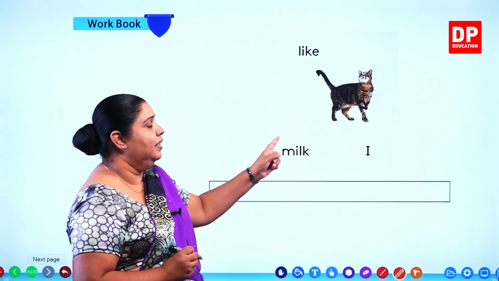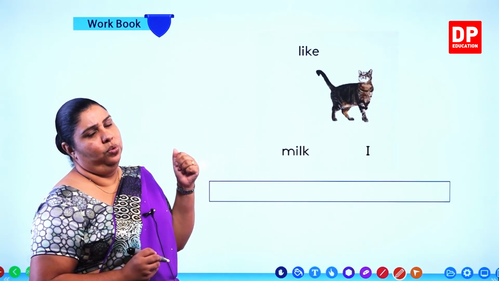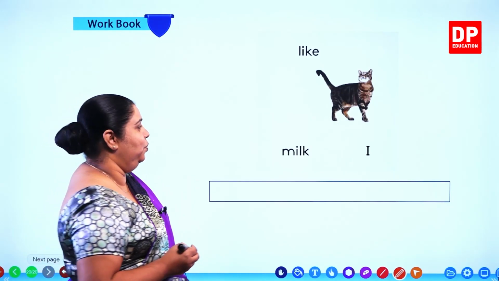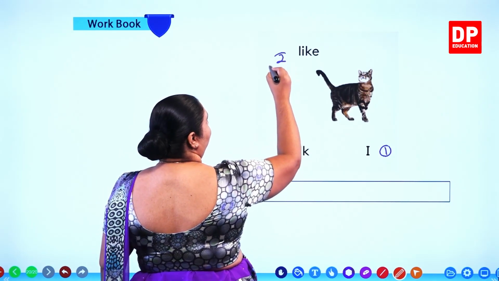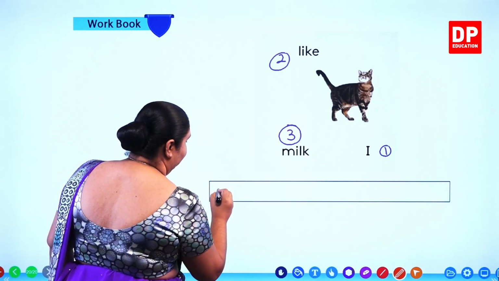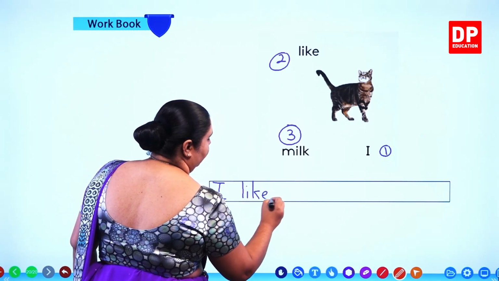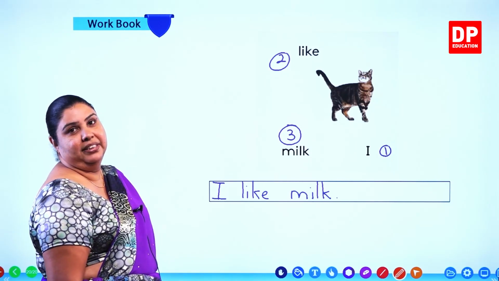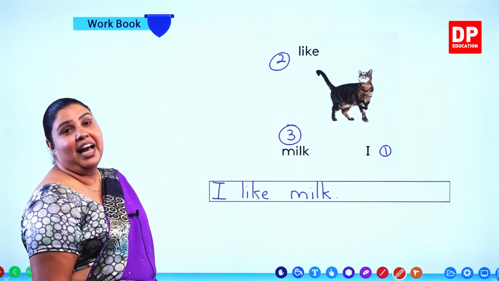Now what are the 3 words that we have for the cat? Like, milk, I. Is that right? Can we say like, milk, I? No, that's wrong. We don't say like, milk, I. But we say I like milk. So you have to write I as number 1, like number 2, milk number 3. Now once again we are going to start with a capital letter, letter I. I like, L-I-K-E, milk, M-I-L-K, milk. I like milk. All right. The dog said I like meat and the cat says I like milk.